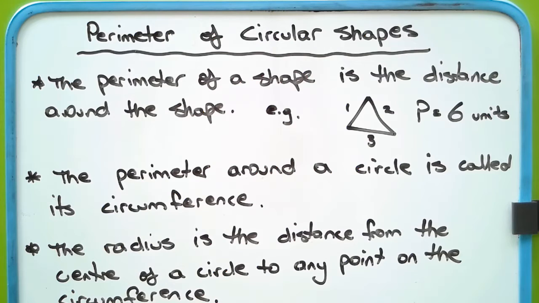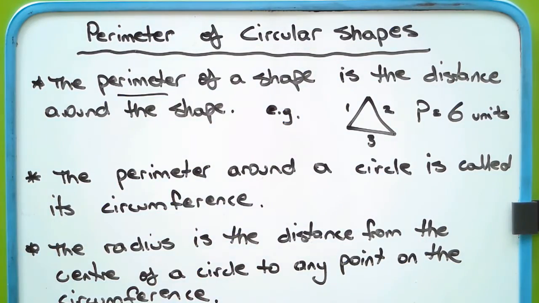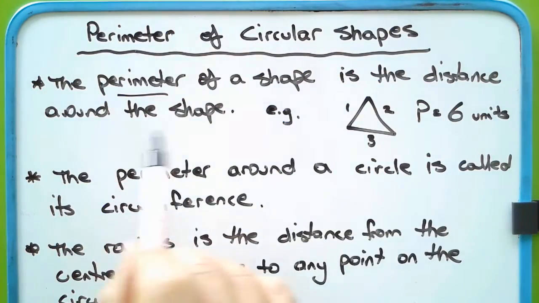In this video, we're going to look at the perimeter of circular shapes, and we're just going to concentrate mostly on the theory, and in the next video we'll look at some examples. So first and foremost, the perimeter. When we talk about the concept of perimeter, it's the distance around a shape.